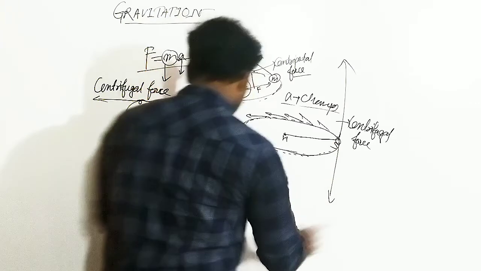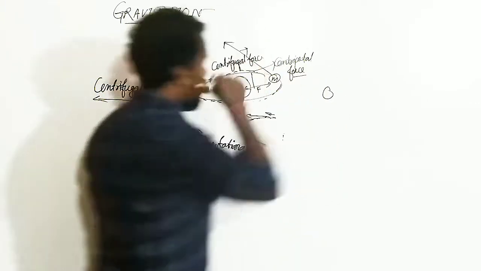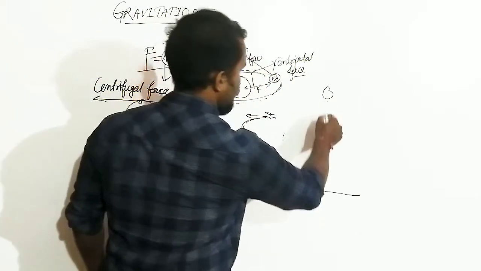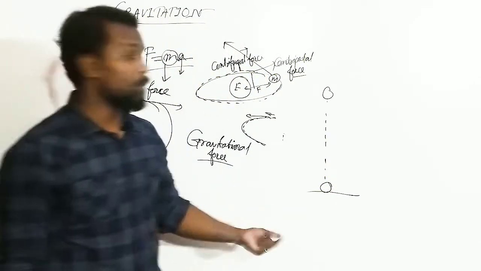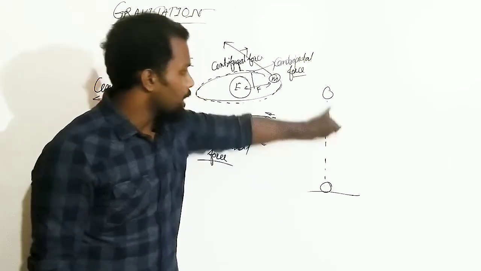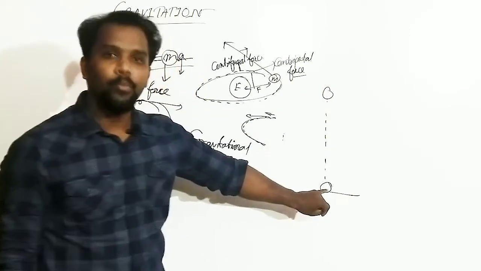Consider that. First let me erase this. If I drop a ball from a certain height, this is the ground. At a certain point it will be on the ground. That means the ground has some kind of attractive force on this ball, right? This is applying a certain amount of attractive force on the ball. That's why the ball is on the ground.